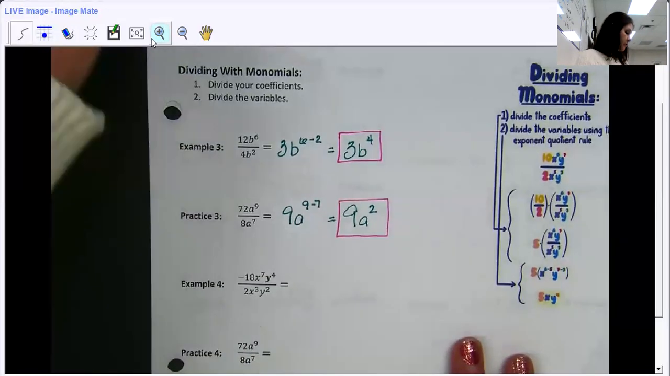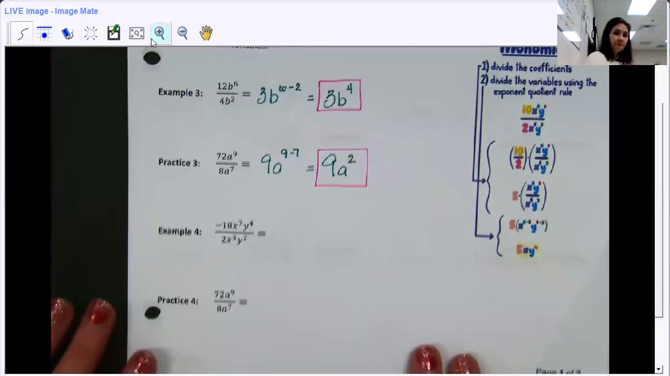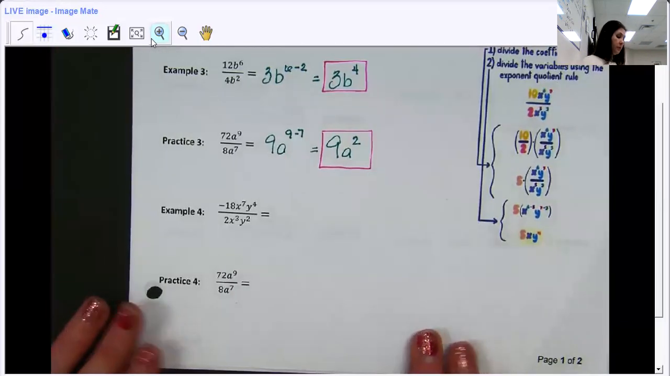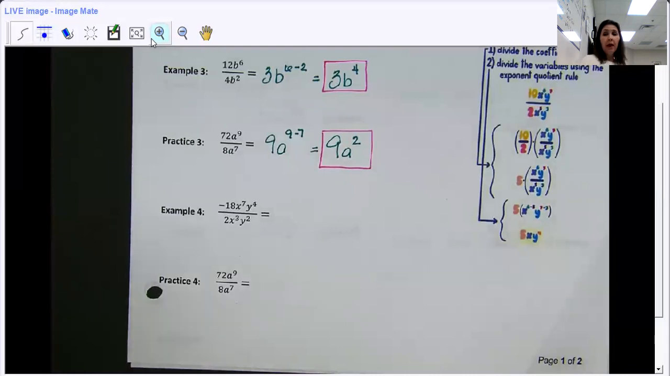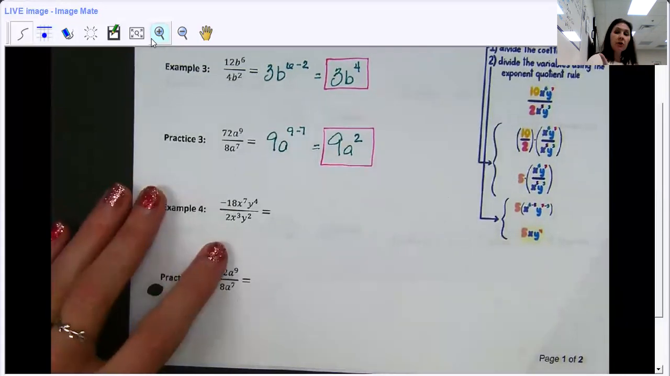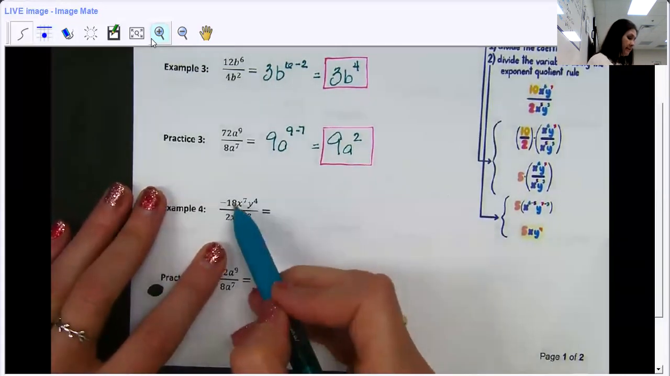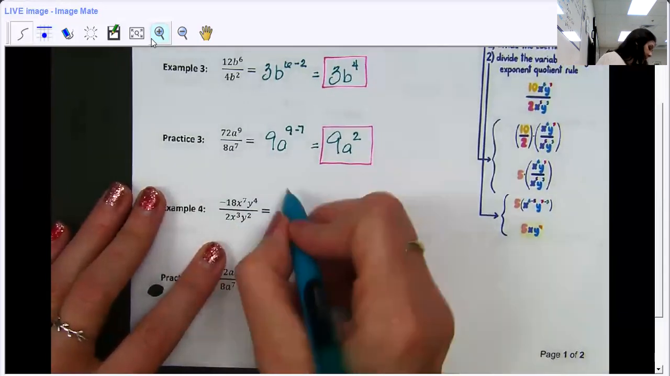All right, moving on to example and practice 4. Now, not only do we have coefficients, but we have negative coefficients, and we're adding more variables into the mix. So we're always going to start with the coefficients. Negative 18 divided by 2 is negative 9.